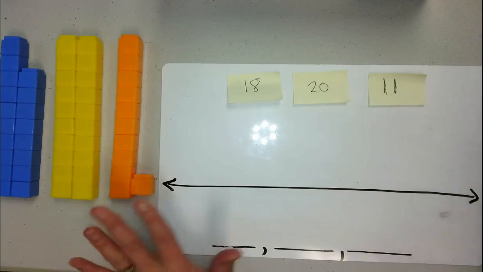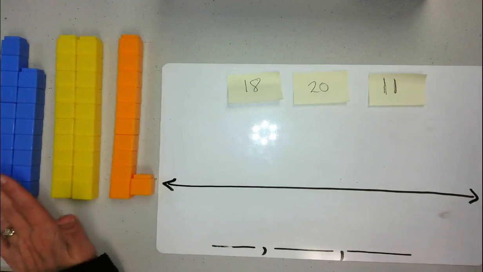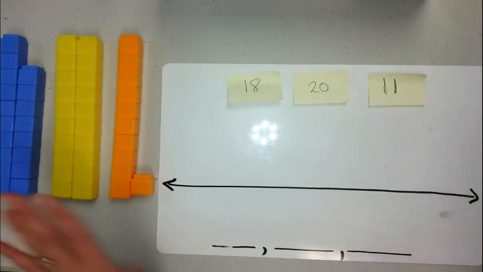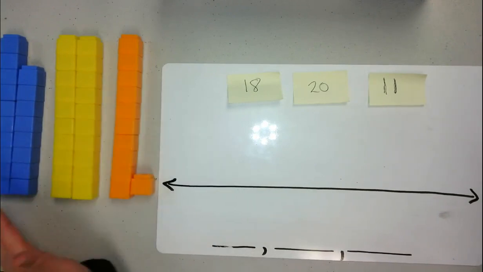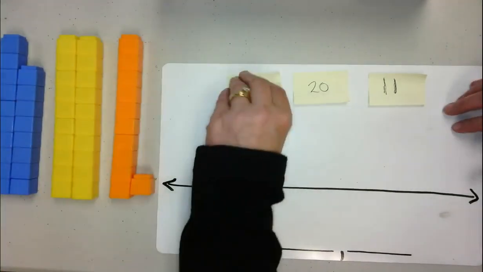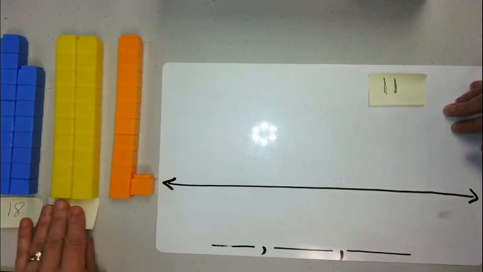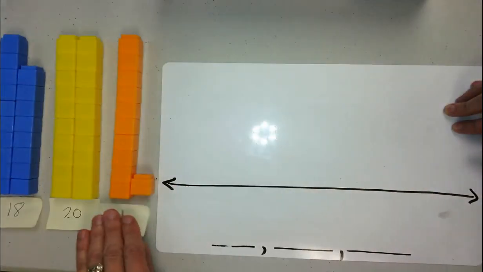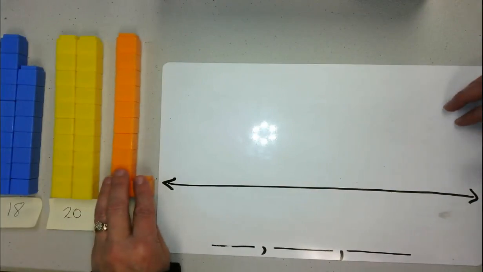So here we will pretend that our students have built these three numbers, and after they have built them, they want to make sure that they match the value of the number, the standard form of the number, to the model. So here we have 18, and here we have 20, and here we have 11. So once that's set up, it's time to start to talk about the number line.